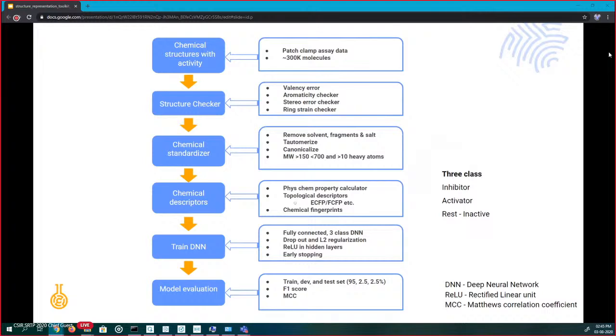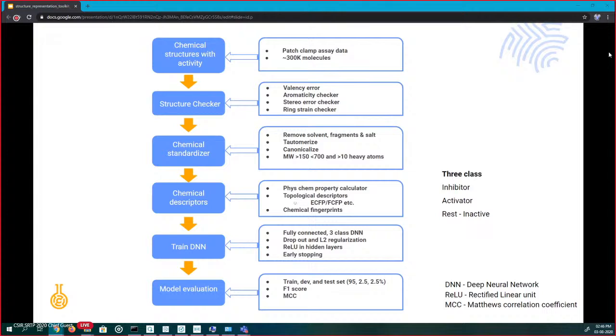With this workflow, I wanted to show you how these tools were used. We started with, as I mentioned, 300,000 molecules, which is 3 lakh molecules. These were the data set from a published study using patch clamp assay data. Once we got this data, we passed it through the structure checkers to check for problems, such as valency issues in my data set, and to detect aromaticity issues, stereo problems, or any ring strains in my input molecules. Once the molecules were passed through all these steps and checks, whatever could be fixed was fixed, and whatever could not be fixed was removed from the initial data set.